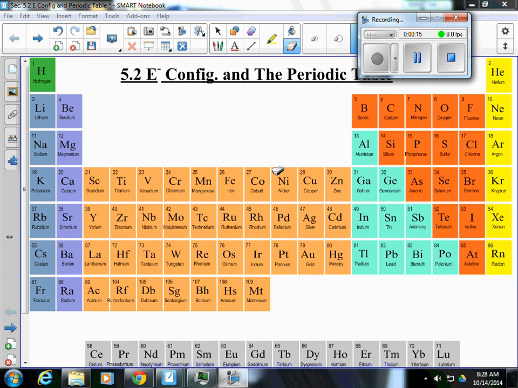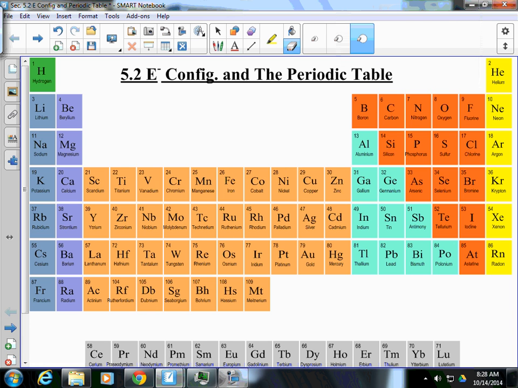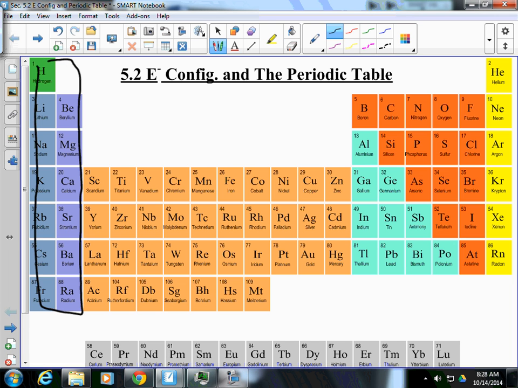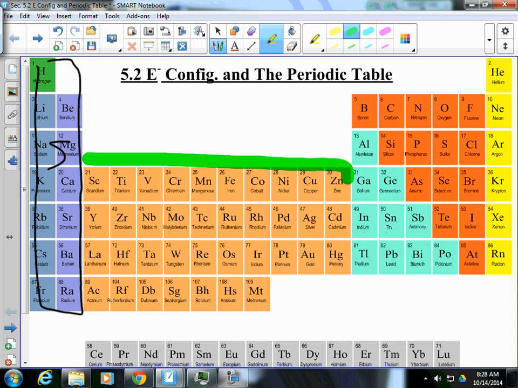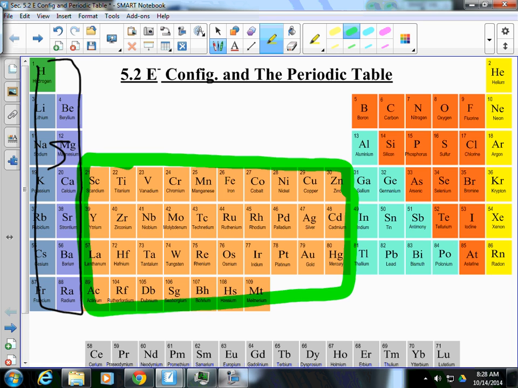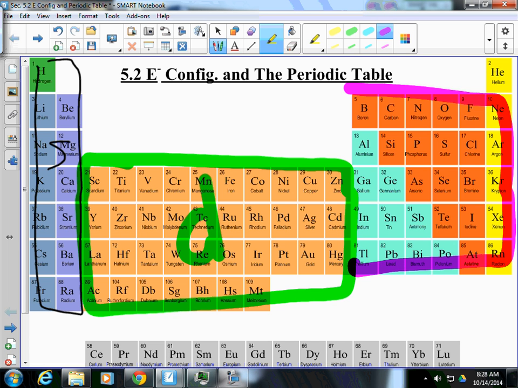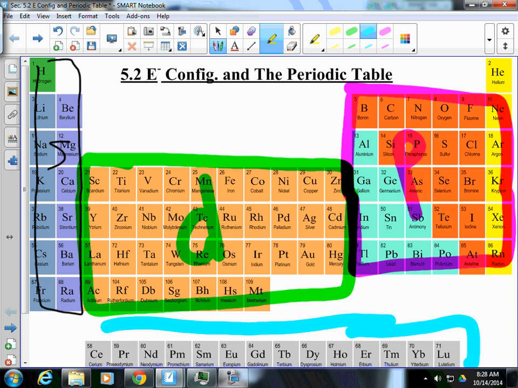So 5.2, we're going to connect the periodic table together with electron configuration as we've been talking about. So remember, we've broken everything down already. We've talked about this before, where this is our S block in black, in green here, this is our D block, and in pink, this is our P block, and then way down underneath here is our F block. So we've talked about that.